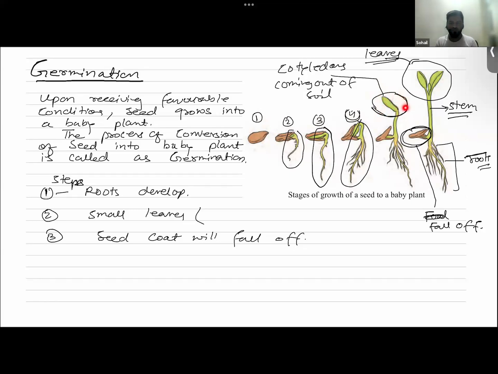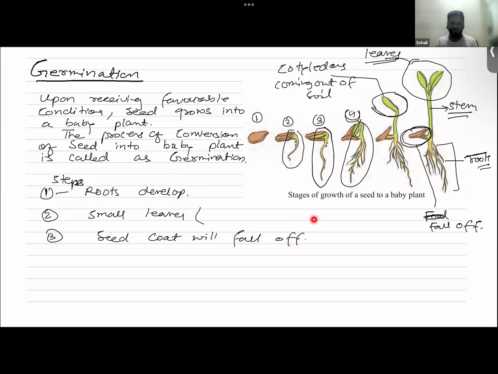This is actually cotyledon. Now in the last stage, ये cotyledon आपकी convert हो गई है leaves में. This cotyledon has now got converted into leaves. Okay, so this is the final stage. And this seed coat here, this brown thing here, you can see, this will come off. ये बाहर निकल आएगी. So this is basically the stage of conversion of a seed into a seedling. And this whole process is called germination.